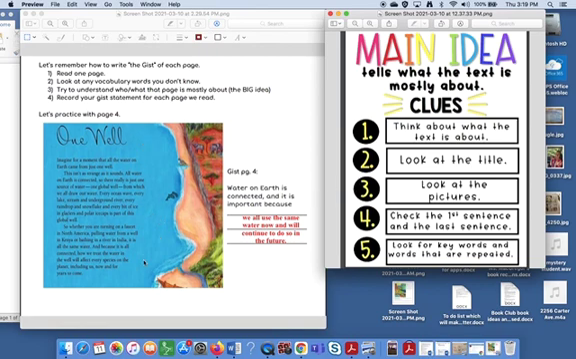Number 3 is looking at the pictures. I'm looking at this nice big blue picture right here, and I'm realizing that quite a large part of the page is really just one big body of water. And that's really what the author is trying to get across, that we all share this one large body of water. And number 4 says check the first sentence and the last sentence.